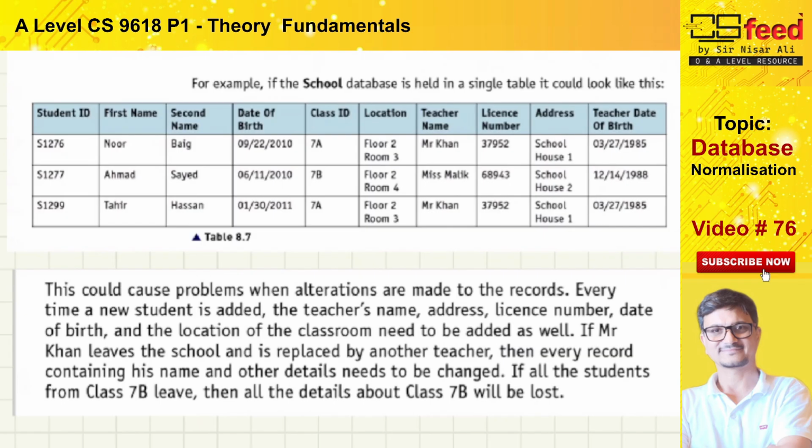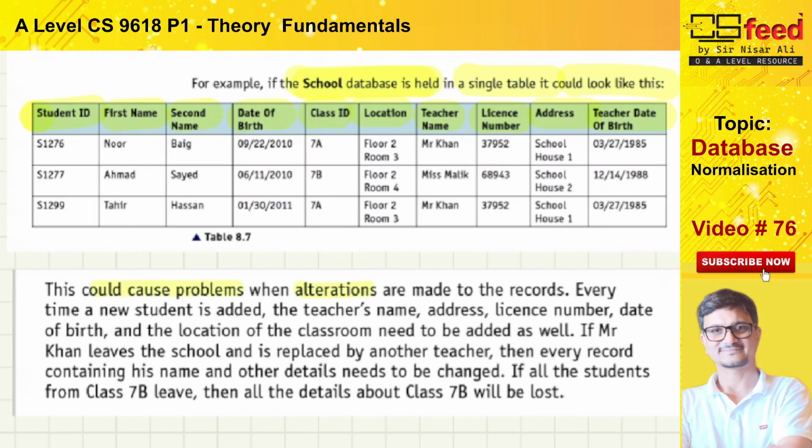This is a school database, and in this school database there's a single table that could look like this. You can see that it has a student name, first name, second name, date of birth, class ID, location, teacher name, license number, address, and teacher date of birth. Now this is the form of the table or database which is not normalized. And there are certain issues that you can easily find in these kinds of databases. So now let's talk about the problems that will occur.